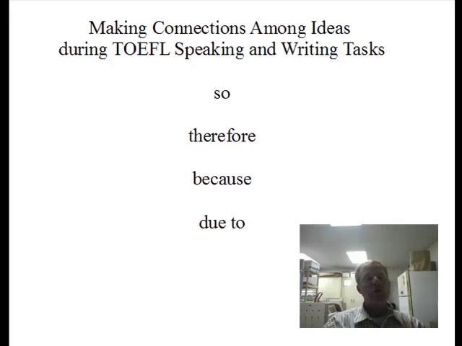Now, since part of your grade on these speaking and writing tasks will be based on your ability to use grammar and vocabulary accurately, it makes sense that not only do you choose words to connect ideas together, but make sure you use the right word in the right context. Today, I want to talk about 4 words: so, therefore, because, and due to. These all have the same meaning, but they work differently grammatically, and you'll find out even rhetorically they're not exactly the same.